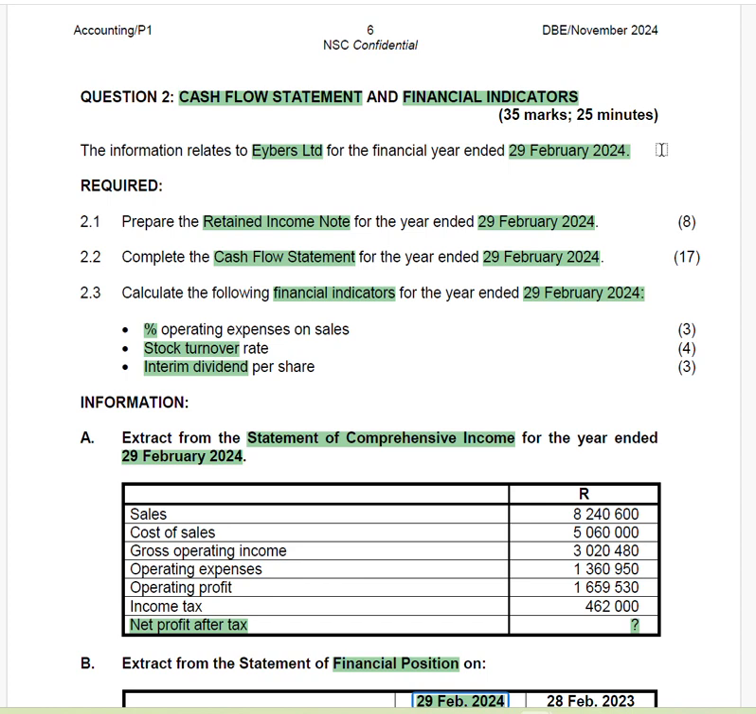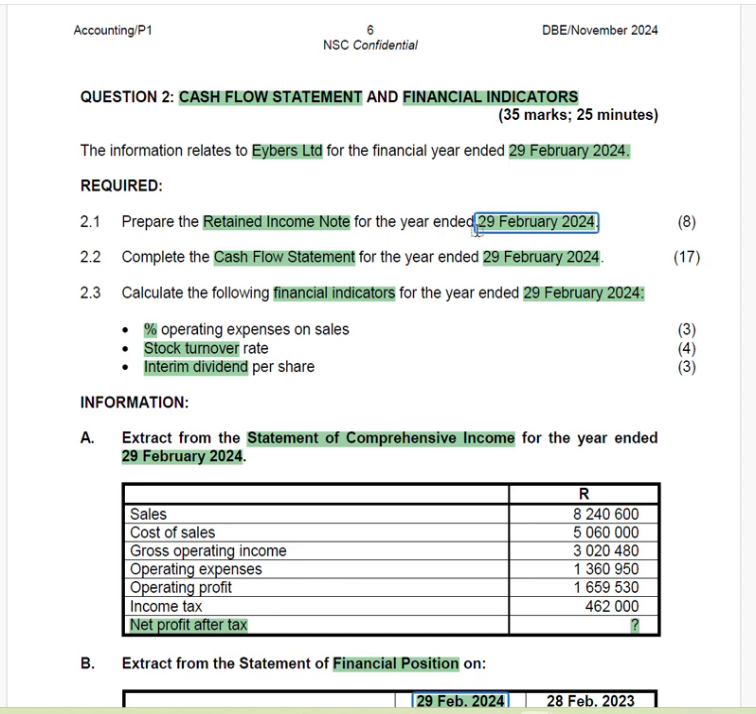I'd like you to follow me properly as I go through the question paper. Once we're done with the question paper, we'll then move to the marking guidelines. The marking grid will assist us to determine how they went about getting the answers. So without wasting time, we are only going to be looking at 2.1. 2.2 and 2.3 will be covered in separate videos. 2.1 requires us to prepare a retained income note for the year ended 29 February 2024.